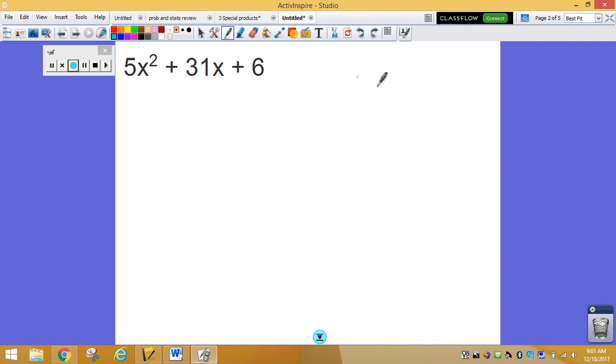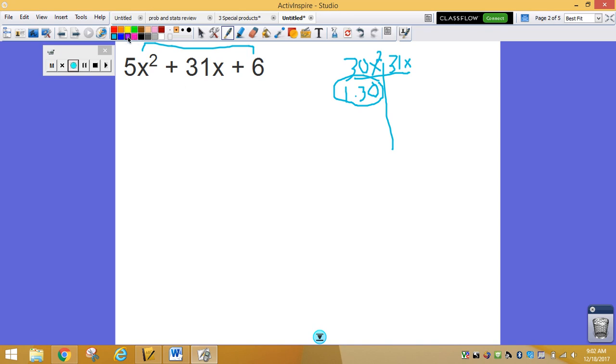Again, starts the exact same way. I'm going to make my t-chart. I'm going to do first times last, and that gives me 30 x squared. And your middle term is 31x. Okay, let's make factors of 30. 1 times 30. And I'm actually going to stop there because that's the one that's going to work, right? 1 plus 30 gives me 31. And you are more than welcome to do that. Once you figure out what it is, just stop. There's no need to list all the factors.